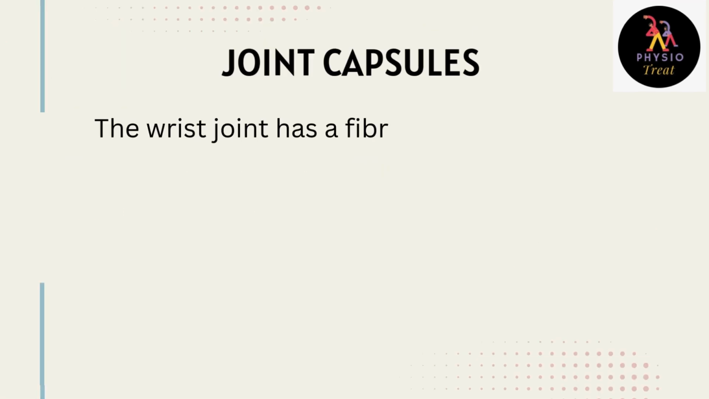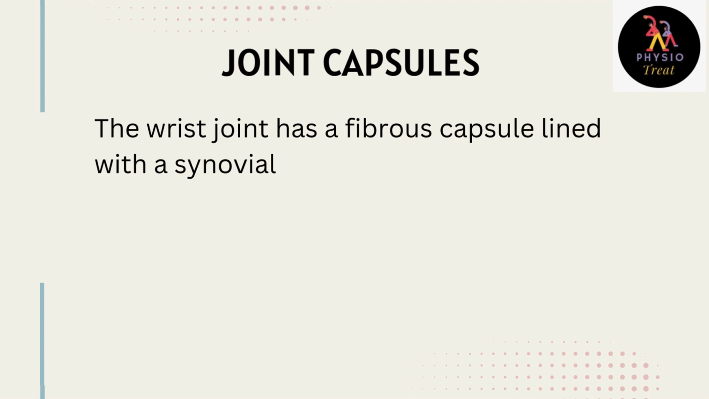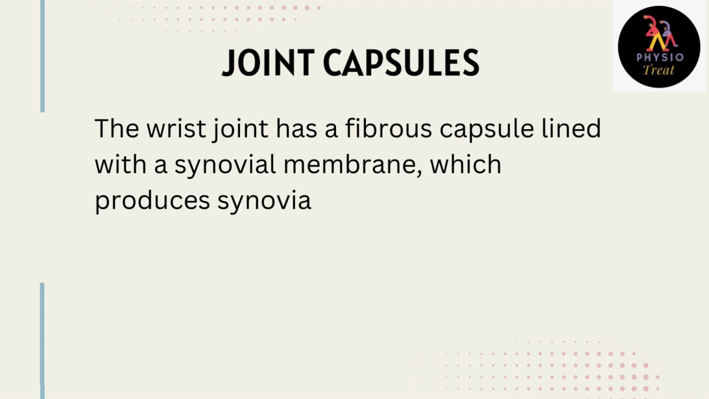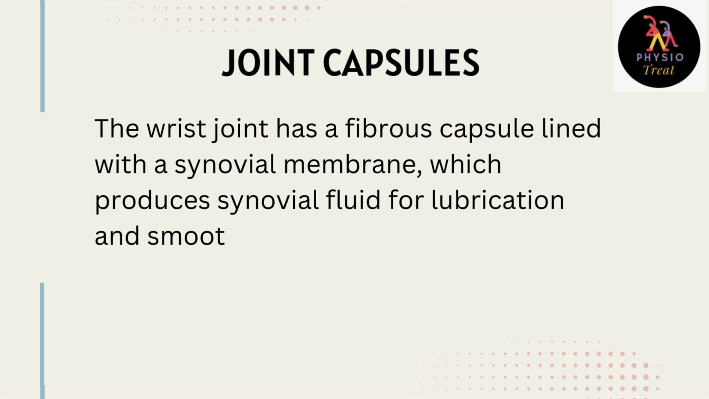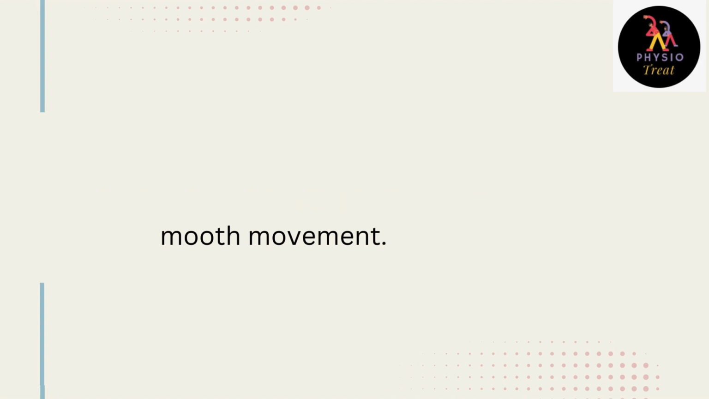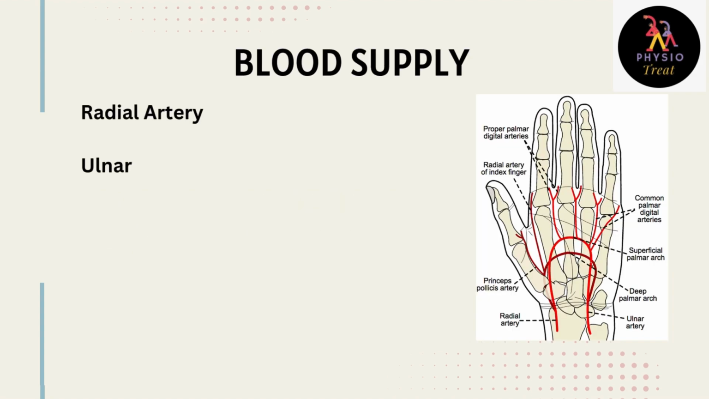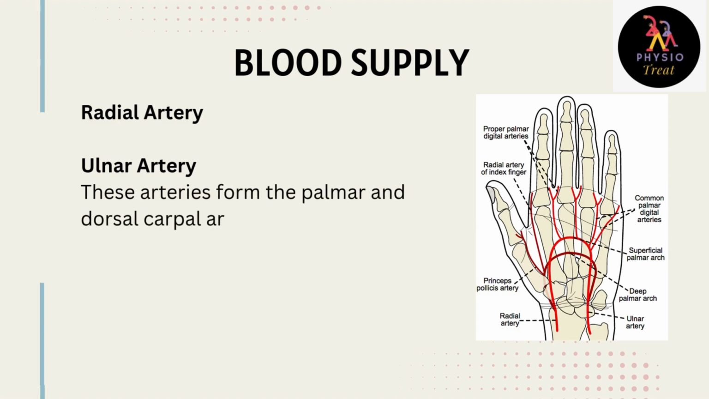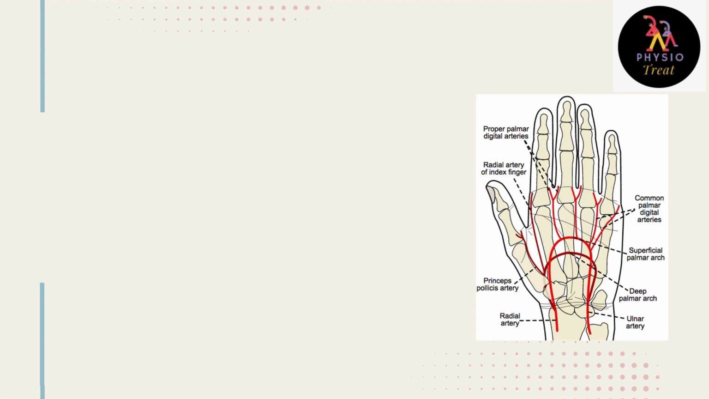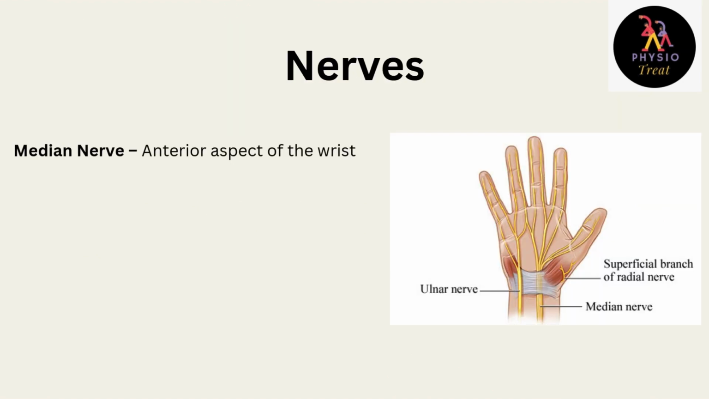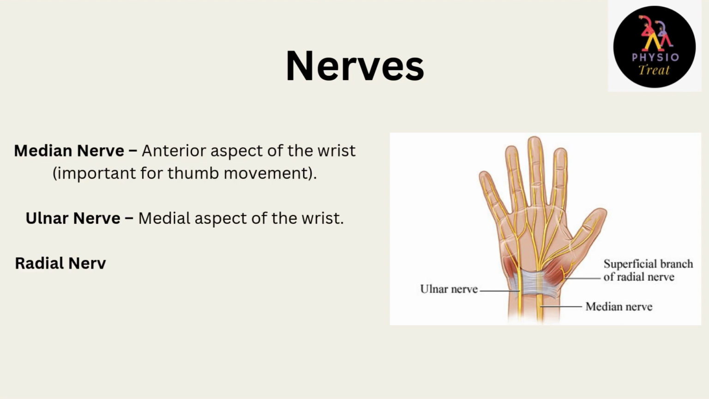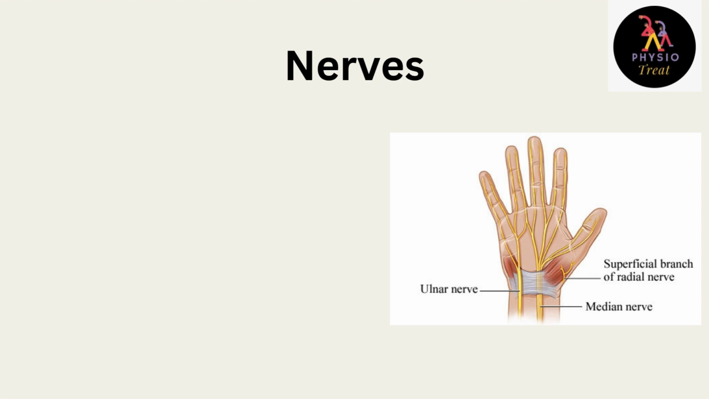Joint capsules. The wrist joint has a fibrous capsule lined with a synovial membrane, which produces synovial fluid for lubrication and smooth movement. Blood supply. Radial artery. Ulnar artery. These arteries form the palmar and dorsal carpal arches, supplying the wrist and hand. Nerves. Median nerve, anterior aspect of the wrist. Ulnar nerve, medial aspect of the wrist. Radial nerve, posterior aspect of the wrist.